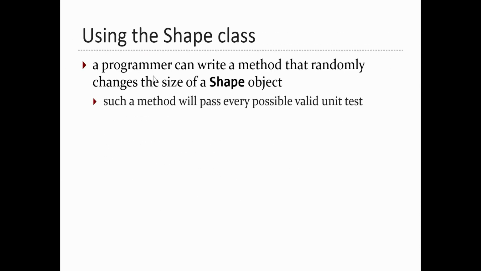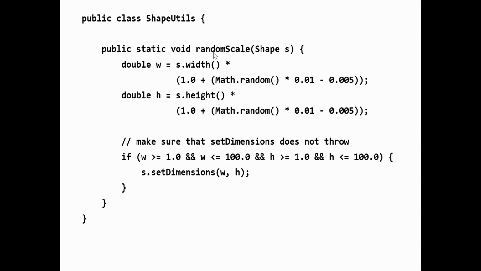So I can write a method that randomly changes the size of a shape. This method passes every possible unit test that you can write by looking at the shape class contracts. So here we got random scale. It takes in a shape object and computes a new width and height. Now, don't worry about the details. All this does is it changes the width and height by a small amount, something like plus or minus 1/2%. That's all it does.